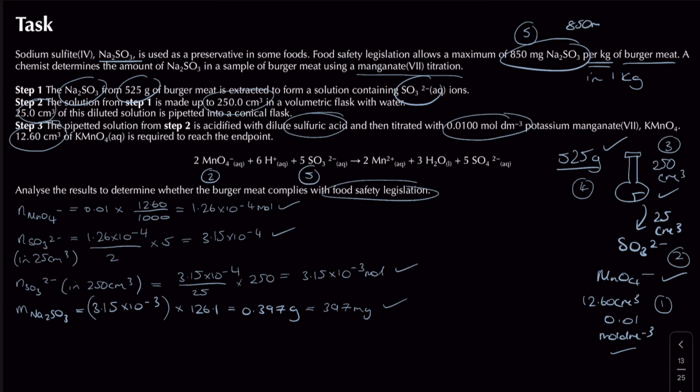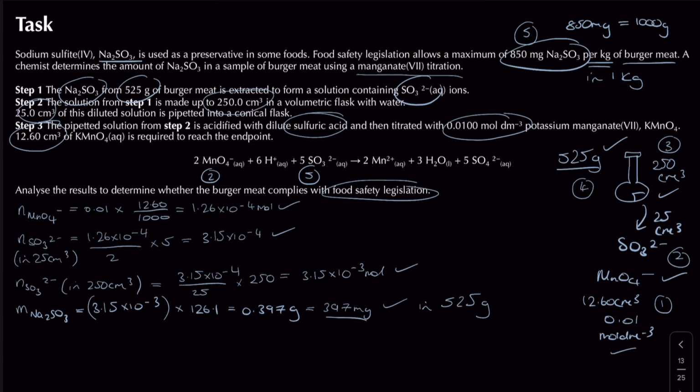Now we've got to think about that, because that's 850 milligrams, not in a kilogram, but in 1,000 grams itself. If we've got 397 milligrams, but that's going to be in 525 grams of bergamot, we've got to scale this up, right? So what we've got to do is take the mass value of 397 milligrams, divide by 525 grams to get the milligrams in 1 gram of bergamot, and then we need to times by 1,000 to get the milligrams in a kilogram of bergamot itself.